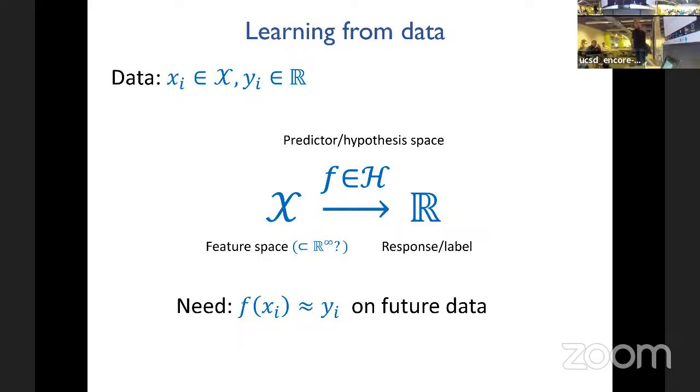So let's start with the basics. First, learning from data. We have data xi and yi, and we can think of xi as being in a feature space, some sort of very high-dimensional space, and we want to predict a response. I'm just writing it as real numbers, but you can imagine several outputs. What do we want? We want to find f such that f of xi is approximately equal to yi on future data, not just the data we have. That's the problem of generalization.